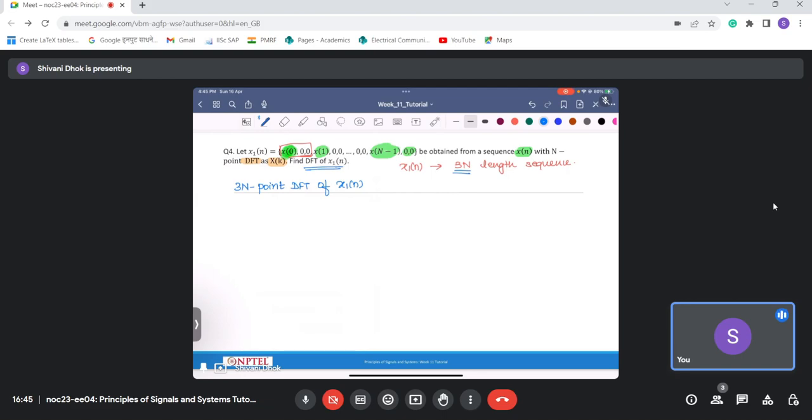Okay, so let us start by writing the formula of the DFT of x1 of n, and let's say this is x1 of k. So what do we have is x1 of k is equal to summation n running from 0 to 3n minus 1 x1 of n into e power minus j 2 pi k n by 3n, and this k takes the value 0, 1, 2 and so on till 3n minus 1.